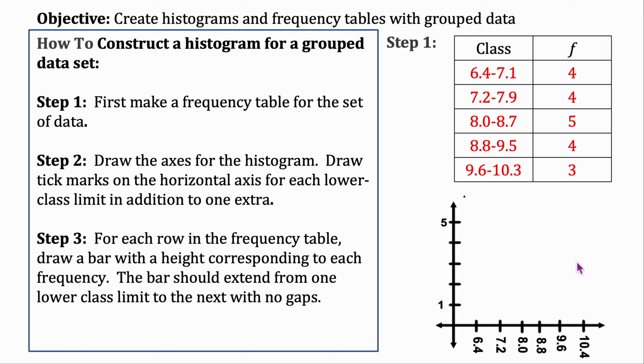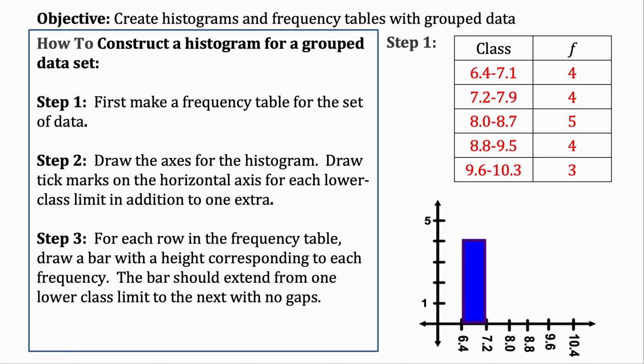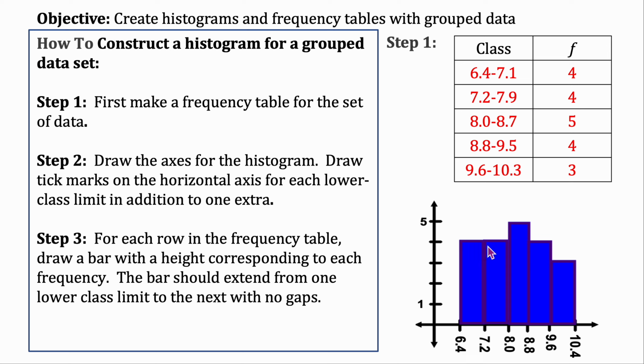We're going to create the bars at the corresponding heights. Make sure that your bars are touching. Our first bar would go from 6.4 to 7.2 and have a height of 4. The next one would also have a height of 4. Here would have a height of 5, then 4, then 3. So that's a little bit about creating histograms and frequency tables with grouped data.